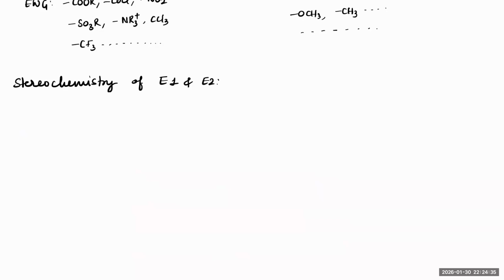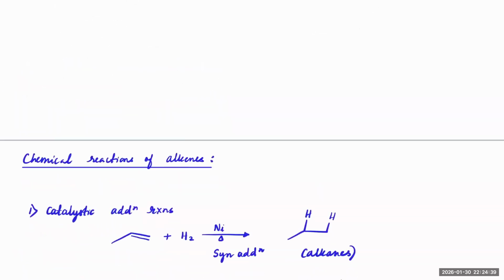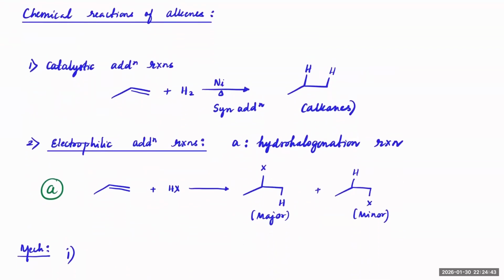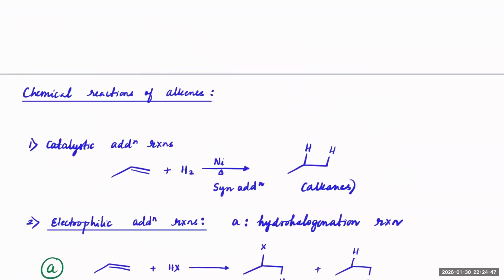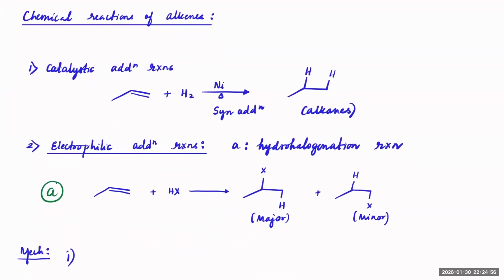What is the stereochemistry of E1, E2? I have already explained you earlier. How does it work? Next. The next part is all about the chemical reactions of alkenes, everybody. So this ends the entire preparation reactions of alkenes. This is the first part of it. The next part is all about the chemical reactions of alkenes. Got it?